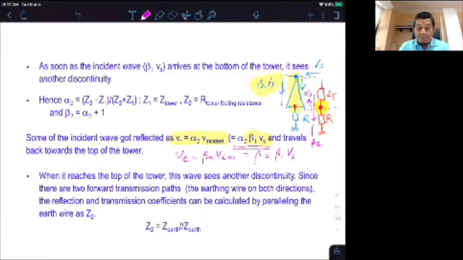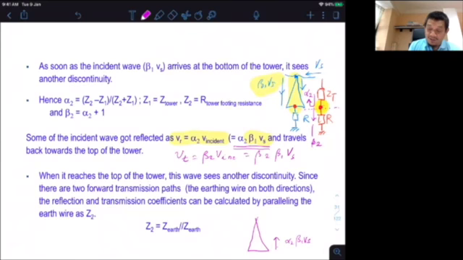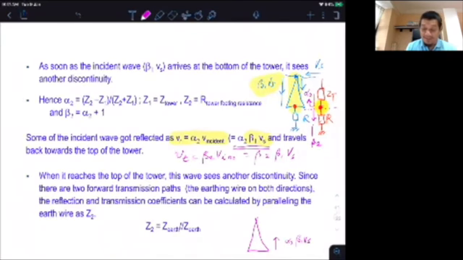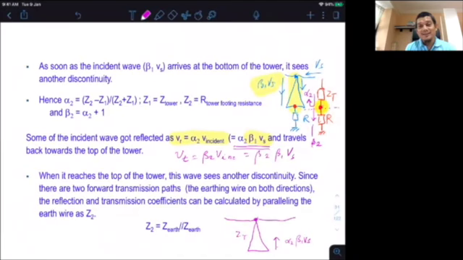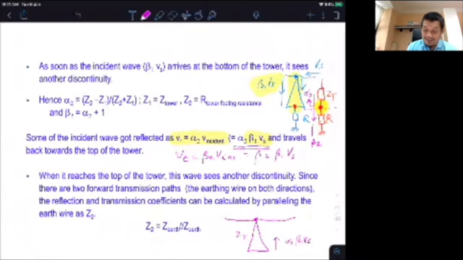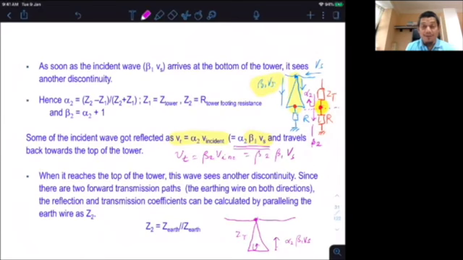And the reflected surge akan travel towards the top. So the situation is like this. V reflected ni will have a voltage alpha 2, beta 1, Vs. Dia akan travel towards the top of the tower. So this is your Z1. Z1 is now Z tower. Bila dia sampai dekat atas tower tu, dia akan nampak dua wire. Okay, like that. Sebab this is connected. So for the surge, that is actually reflected like this, given by this voltage, alpha 2 beta 1 Vs, akan travel towards the top of the tower.